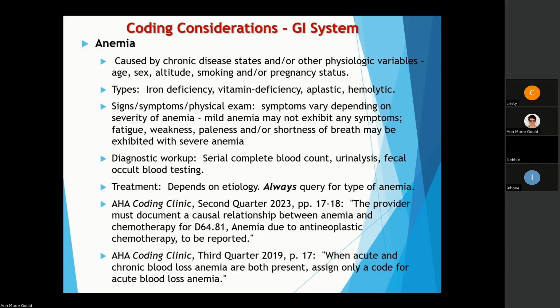The other Coding Clinic I have here from the American Hospital Association, third quarter 2019, page 17, states that when acute and chronic blood loss anemia are both present, you're only going to assign the code for acute blood loss anemia, and I didn't put it in there, which is D62. That's your ABLA query; the acute blood loss anemia diagnosis code is D62.